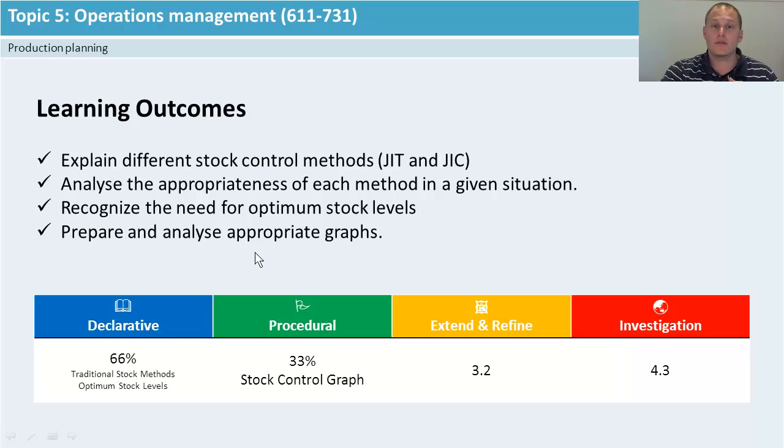And lastly, this is the tricky one. I haven't seen this pop up in any exam questions yet, but they could ask you to prepare a stock control graph and talk about the strengths and weaknesses, one strength and one weakness about the actual graph itself. We've got 2/3 roughly is having a look at the just in time and the just in case and the stock levels, and a third of it's going to be used to show you what a stock graph looks like and how you make one. I've got some classifying stuff again, and we'll finish up with an exam question.